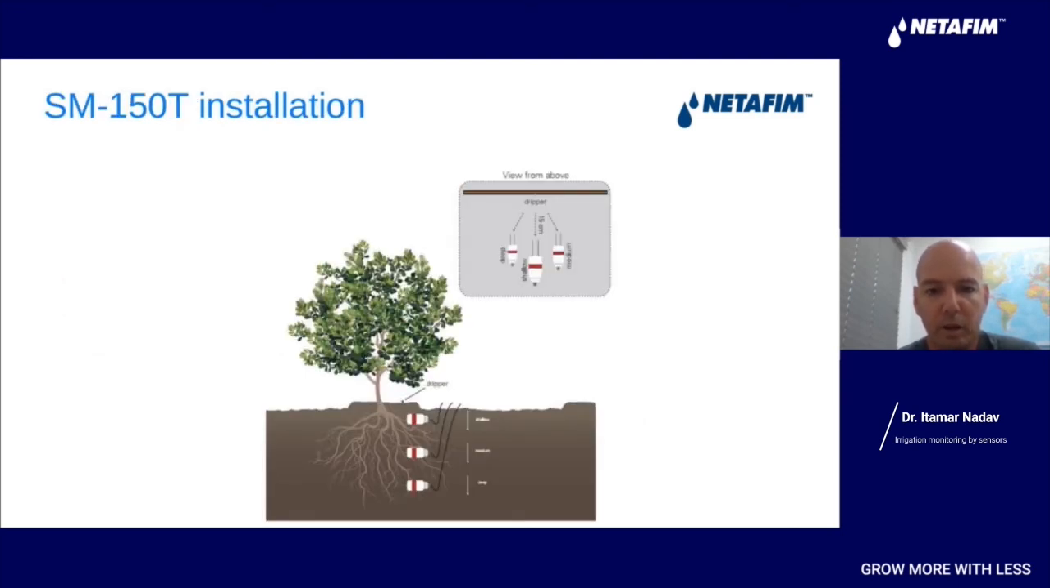And just to give you an example of how to install the SM150, you place them next to the dripper in 3 depths, and they represent the entire root zone of the plant, whether it's tree crops or open field.